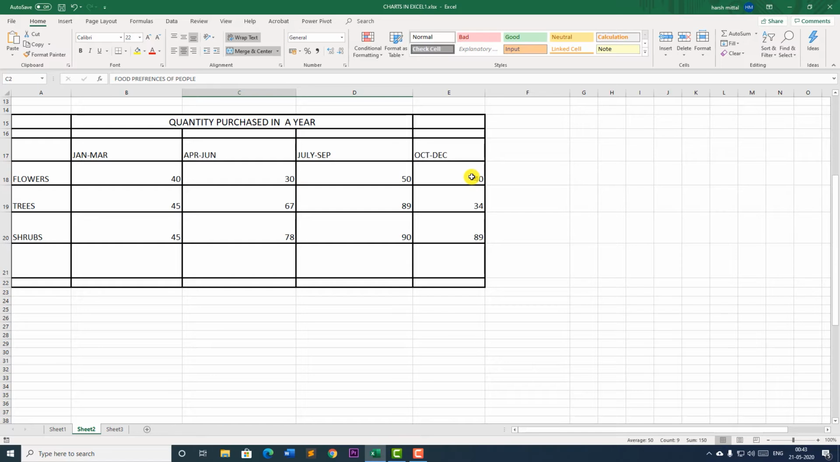That means from one complete year we are creating different portions for one category of item only, that is flowers. So when you have to make a comparison of one data series only, we make use of a pie chart. A pie chart is used to plot only one data series, and the diagram is in the form of a circle. Now let us see the pie chart first.